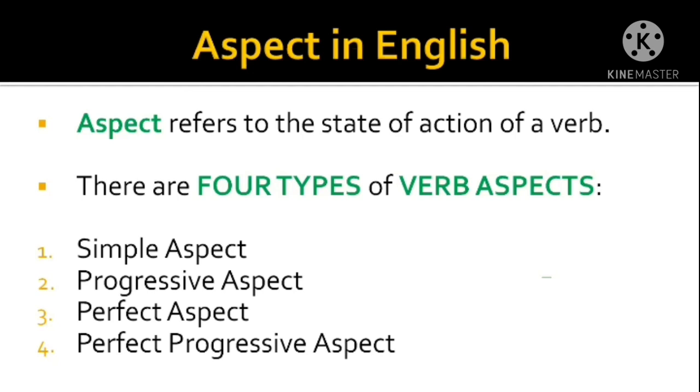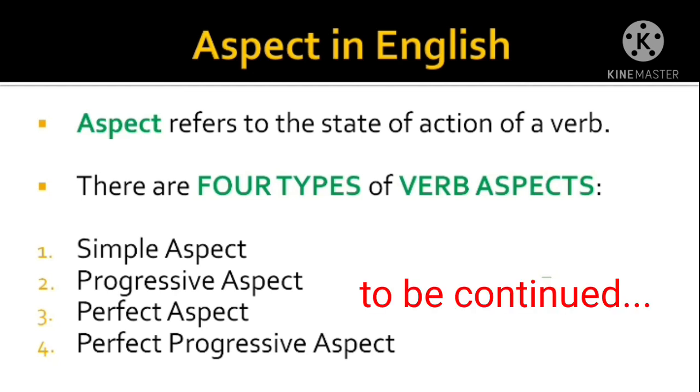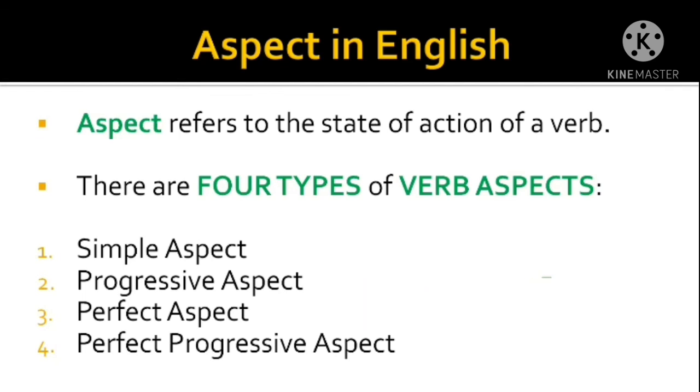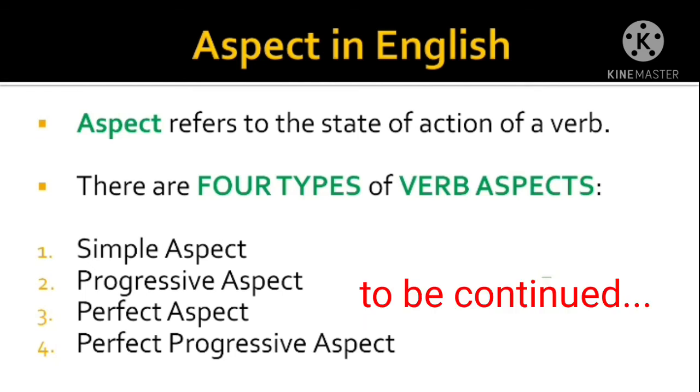But here you will find that there are 4 in number. 1, the simple aspect; 2, progressive aspect; 3, perfective aspect; and the 4th one is the perfect progressive aspect. So simple, progressive, perfective, perfect progressive. These are the 4 types of aspects as such, and we need to learn in this respect. So in the next class, I will talk about the use of all these 4 types of aspects.